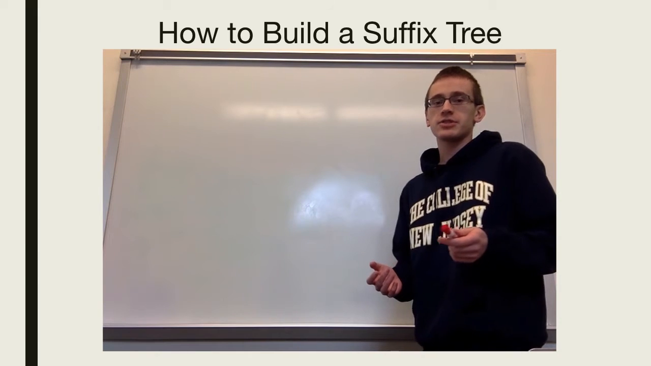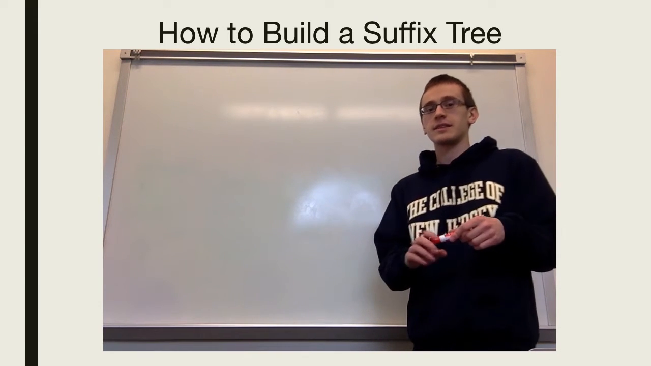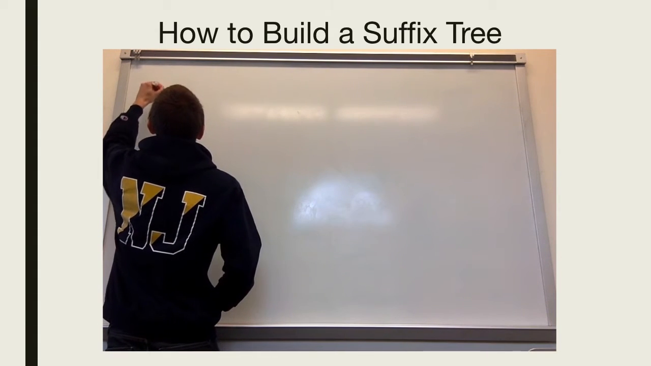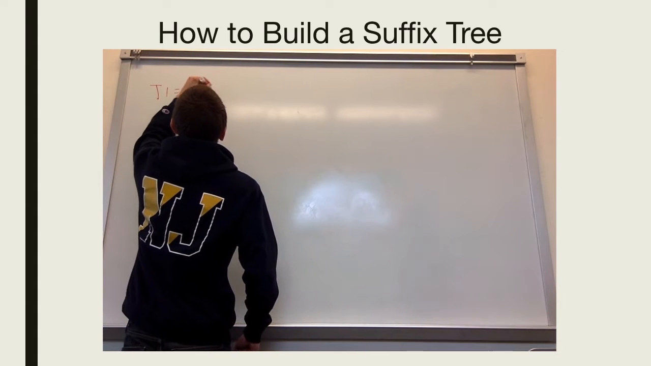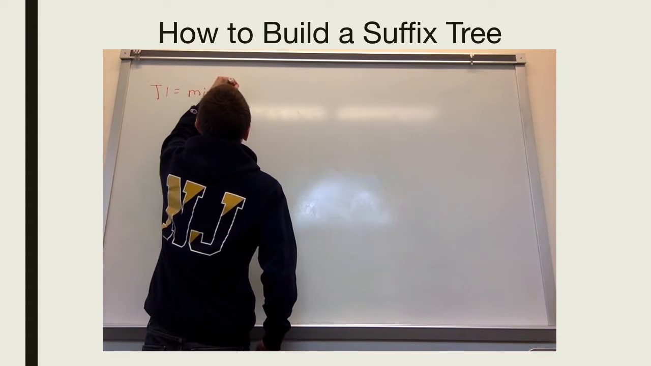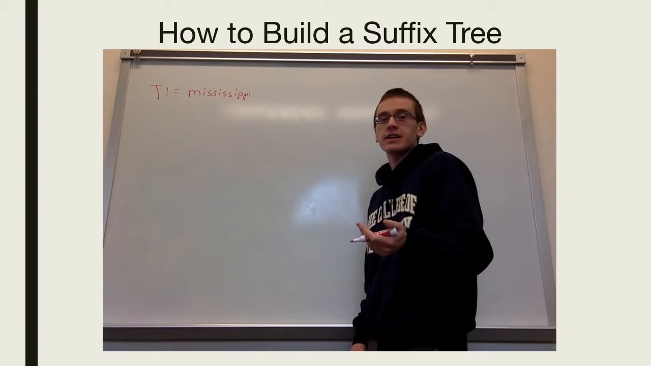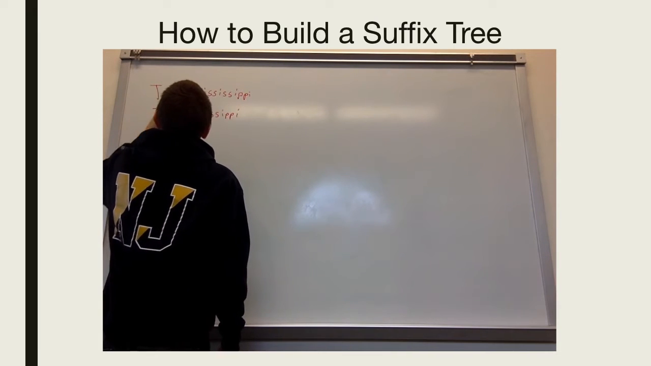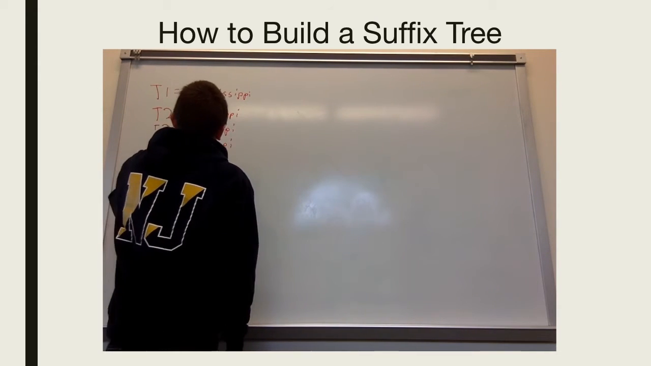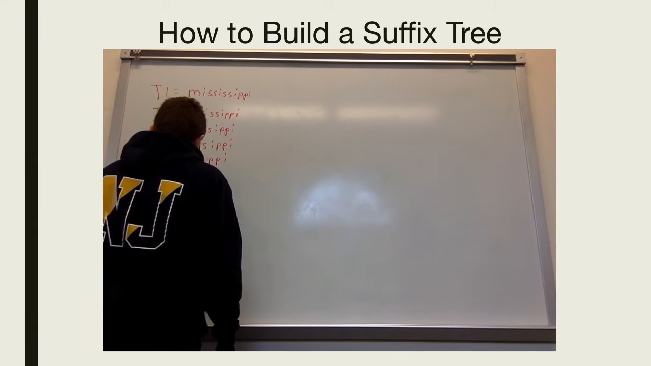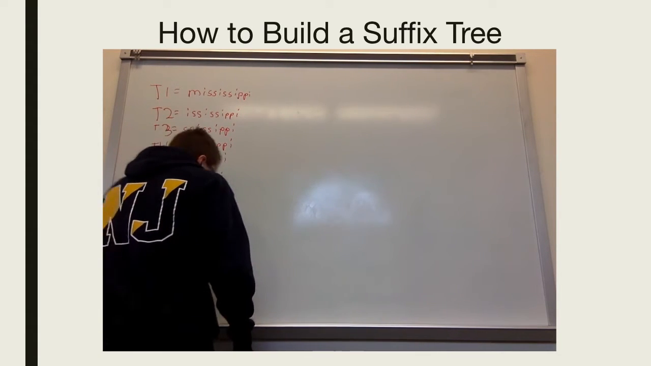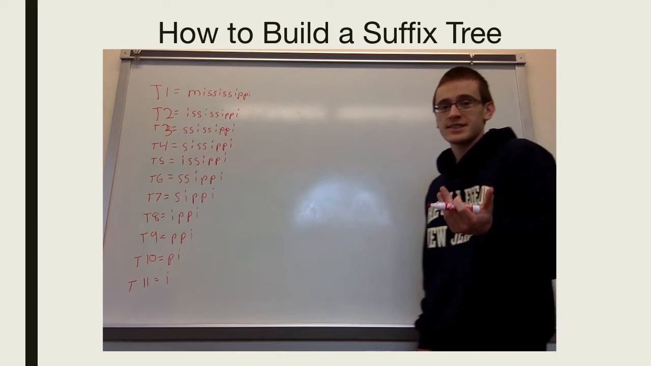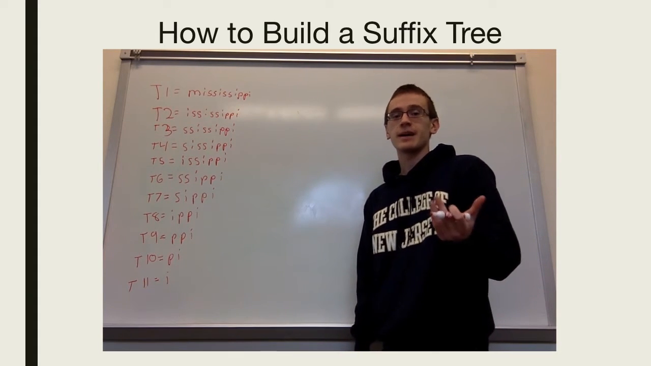So in order to build a suffix tree, the first thing that you need to do is get all the suffixes down. For our example, we're going to use the word Mississippi. So next, generate all of the suffixes of the string Mississippi. Next, you want to alphabetically order all of these suffixes. While not necessary, it helps when you're creating suffix trees by hand.